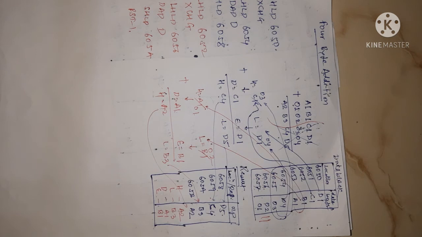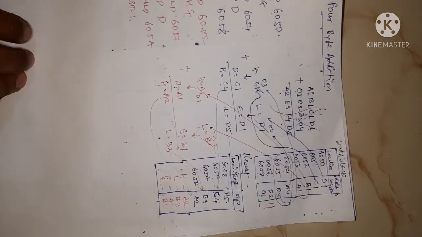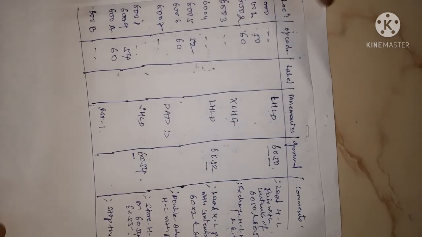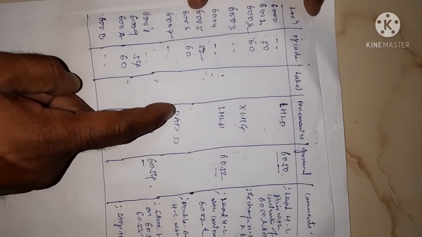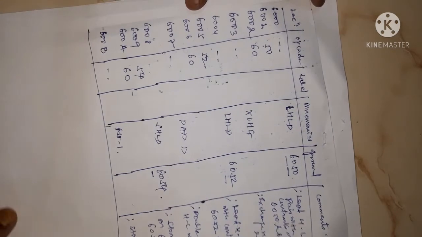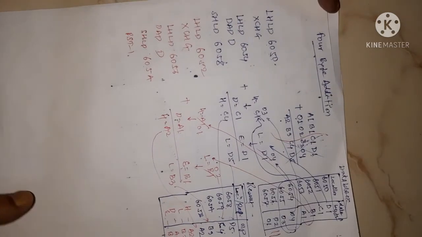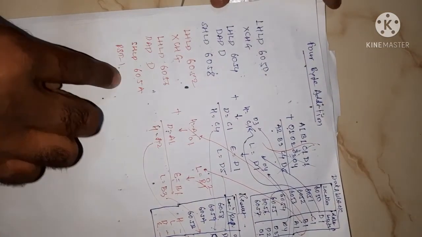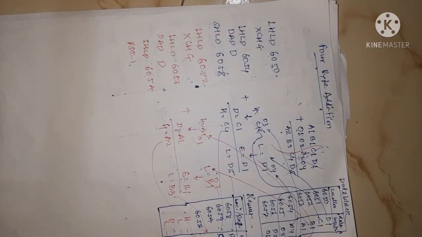You can draw on your own the program table which I showed last time, how to design the program table for 2-byte addition, during the previous lecture. You can refer to that lecture, and you have to draw on your own the program table for this program, 4-byte addition.